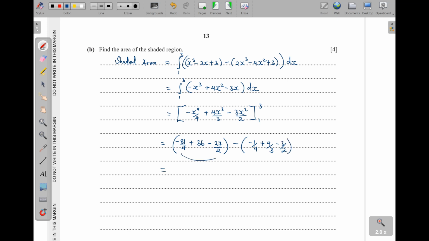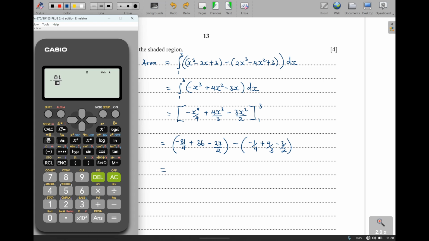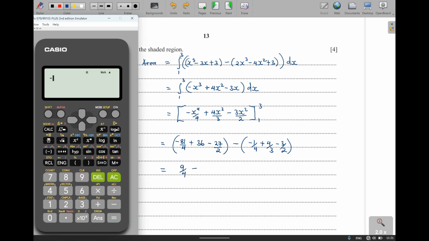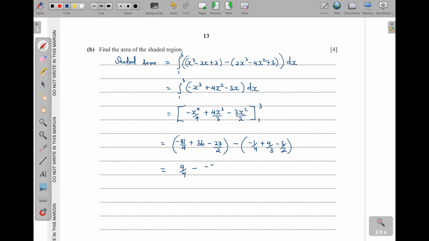So what do we get here? Negative 81 out of 4, plus 36 minus 27 out of 2. This one will give us 9 over 4. Then minus, what do we have here? Negative 1 out of 4, plus 4 over 3, minus 3 out of 2. So we get negative 5 over 12. Automatically, this one will turn to a positive.